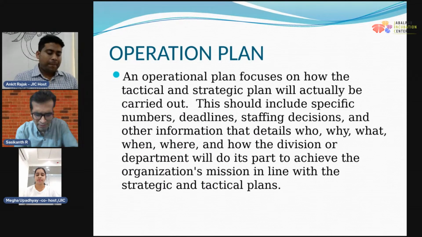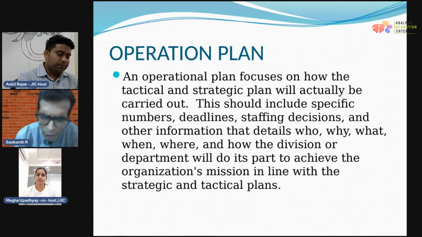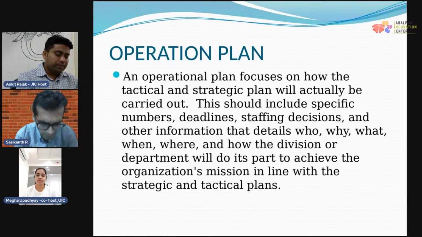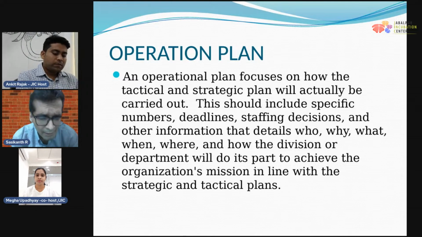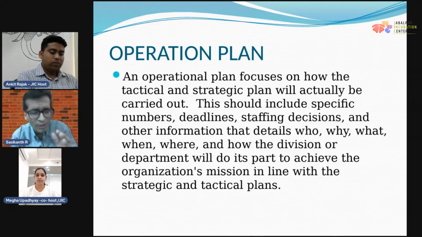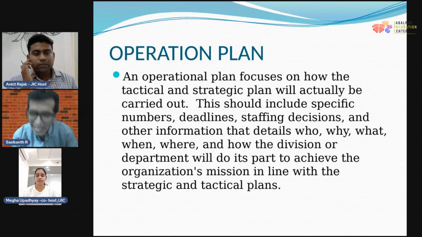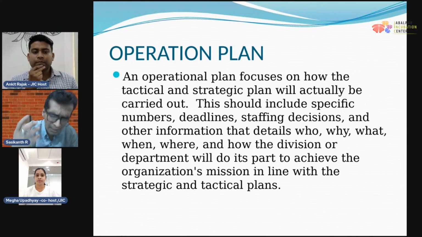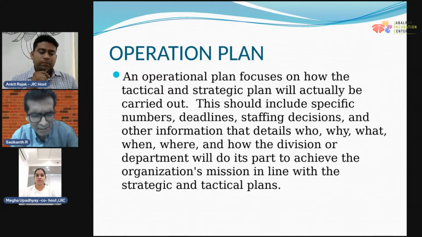coming to the operation plan. As a CEO of a company, if you're running a startup and if you have very few resources, then it's better that the CEO himself does the operation plan. But what I've seen from my experience of managing a large division and then being with startups for the last 8 years, it's not very easy to implement an operation plan and stick to it and follow it.